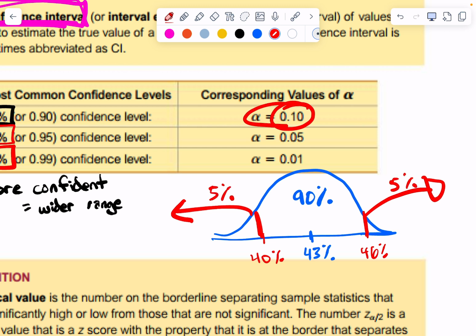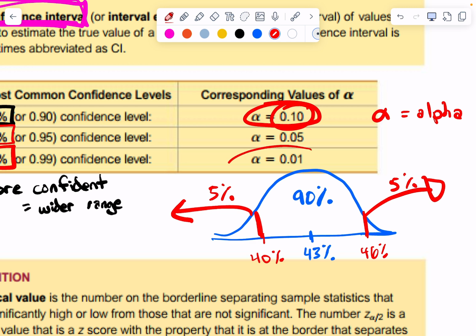They call this an alpha value. This little symbol is alpha, A-L-P-H-A. We're starting to get into Greek symbols. Your alpha value is the stuff on the outside of your confidence level. So if I want to be 90% confident, or 0.9, then my alpha value is 10%. That means the stuff on the outside, with 5% on the right and 5% on the left.